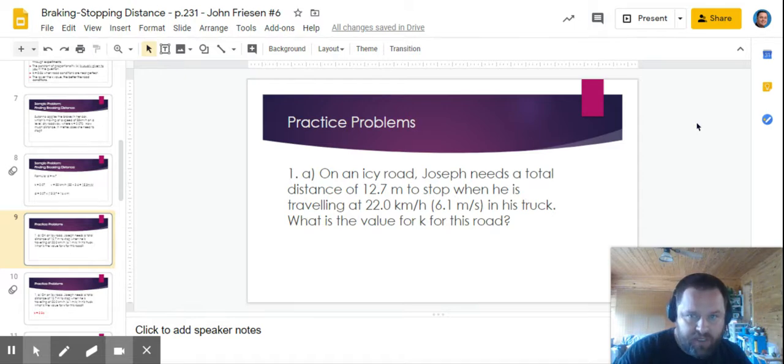Now remember, if you're doing that calculation, it's just a matter of taking the velocity in kilometers per hour and dividing by 3.6. It's been done here for you. So that's the speed he's been going in his truck. What is the K value?